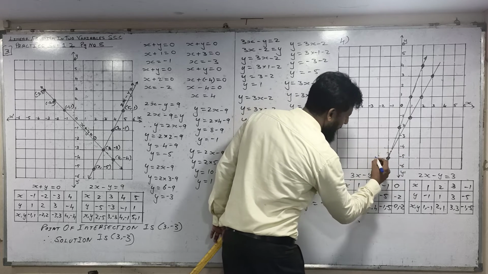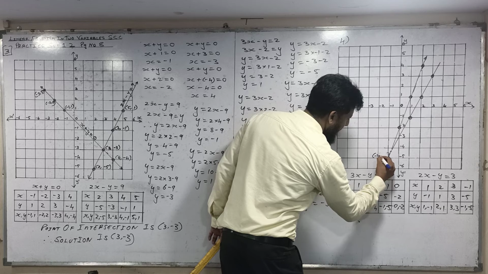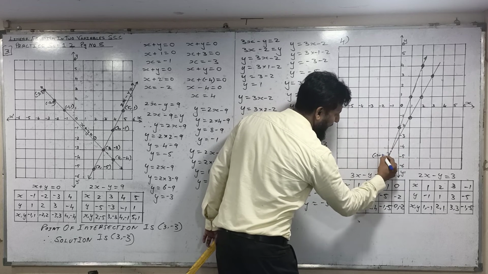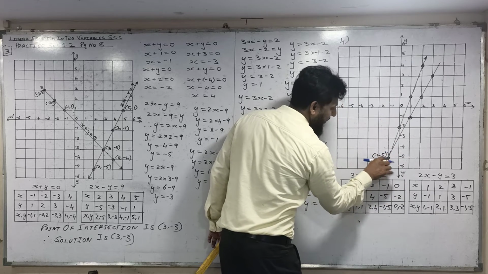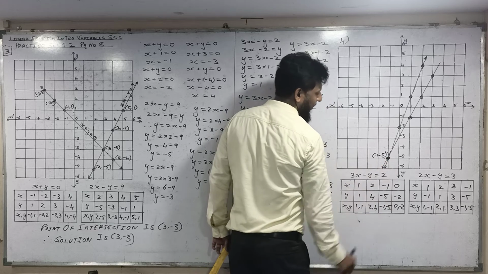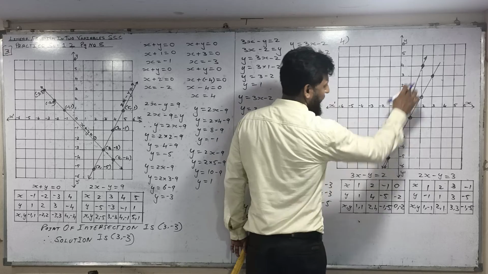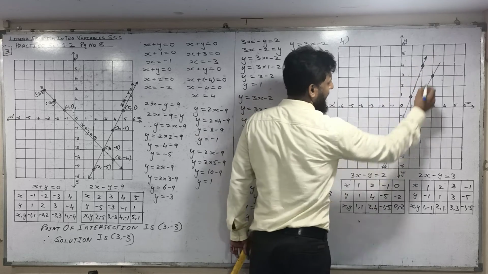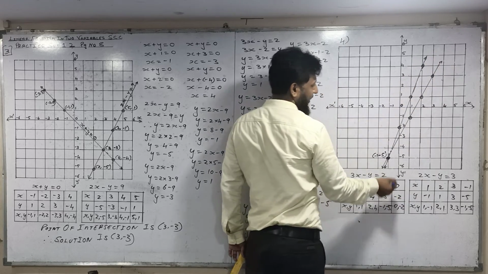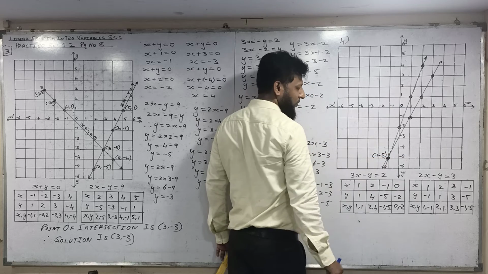What is the x value? X value minus 1 and y value minus 5. So our point of intersection is this point. This line and this line intersect at minus 1 and minus 5.